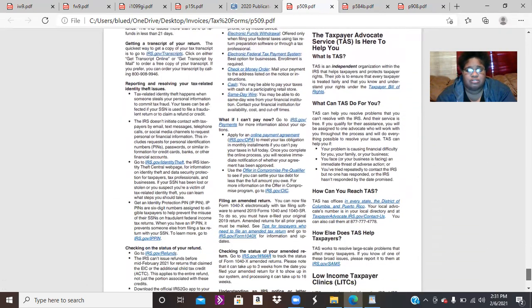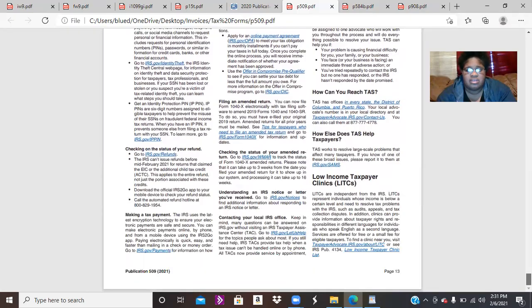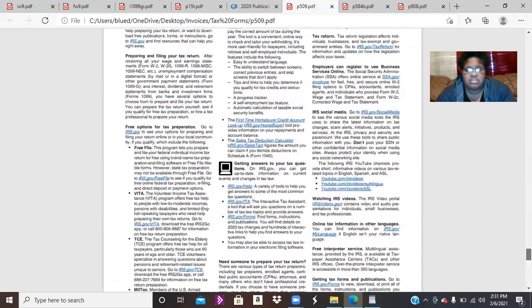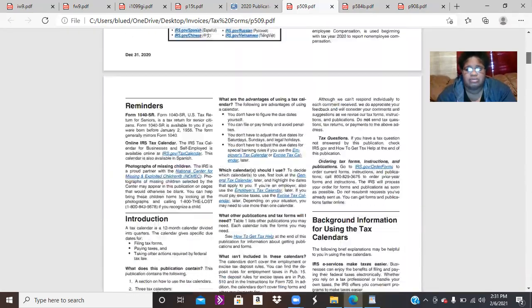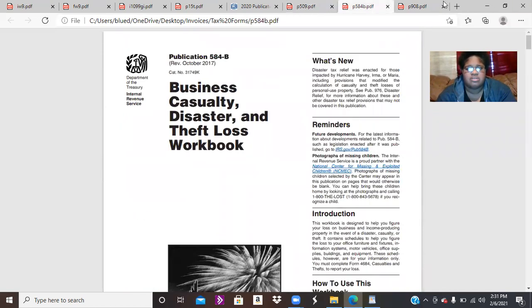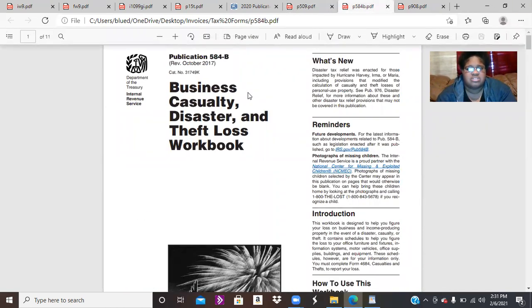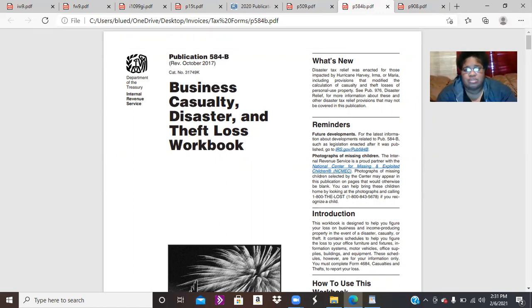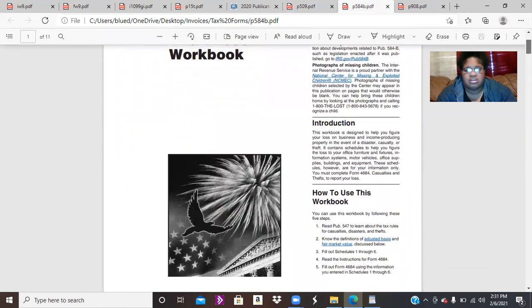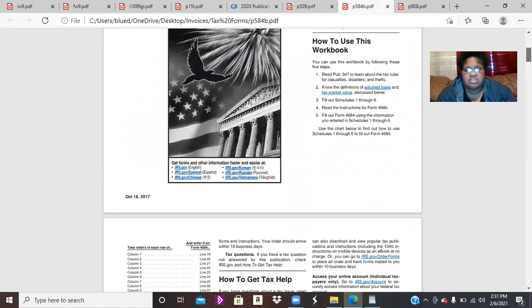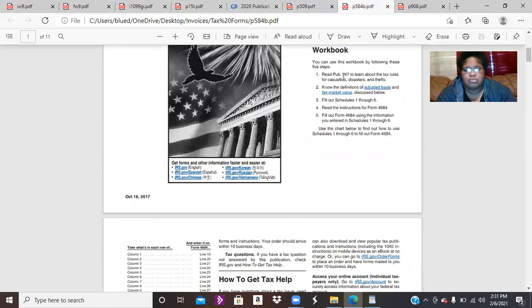So I actually downloaded the form, and I will be sending that in for my EIN number. All right, so now I'm going to go into this. This is the Business Casualty, Disaster and Theft Loss Workbook. Definitely something you need to download so that you can read up on this. And there's a how to use this workbook. Read Publication 547 to learn about the tax rules for casualties, disasters, and thefts.